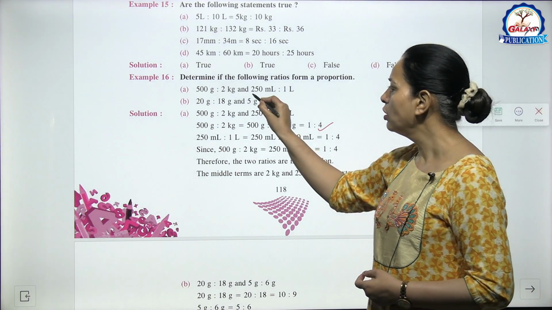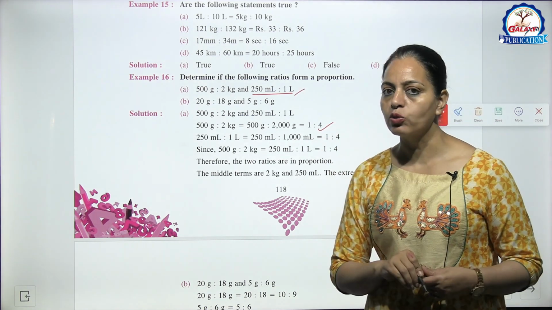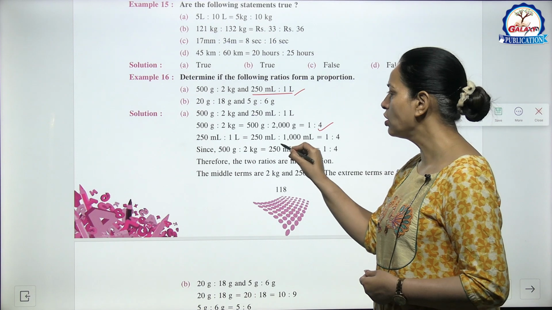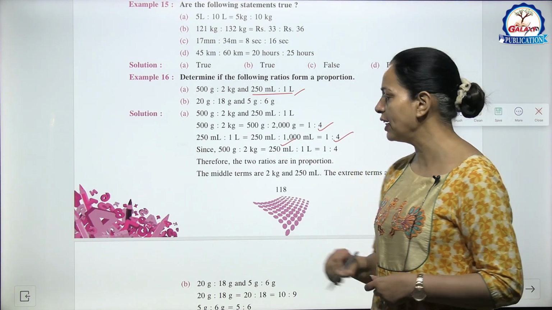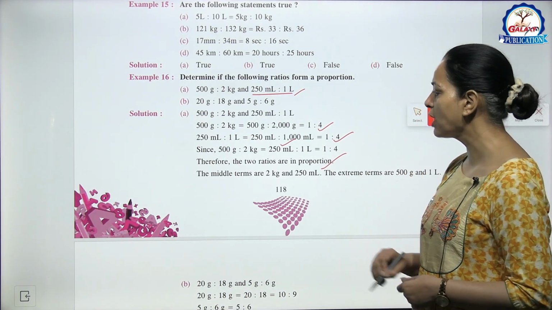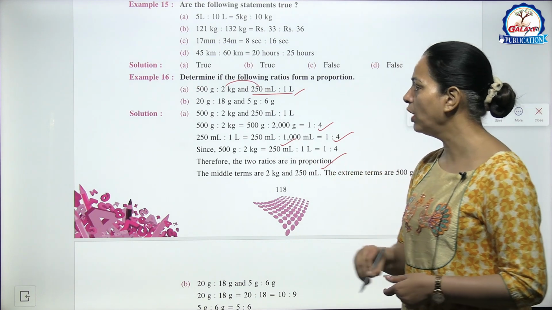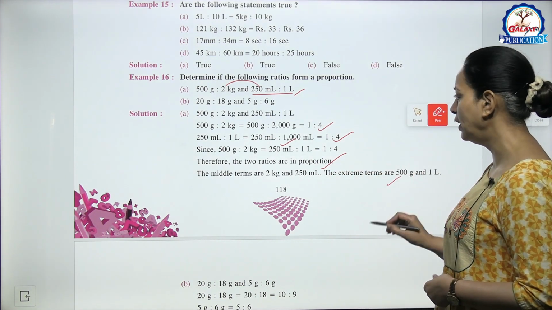The second one, 250 ml is to 1 liter. So 1 liter is 1000 ml. So 250 is to 1000. So ratio is 1:4. Both are same. So yes, they are in proportion. And the middle terms are 2 kg and 250 ml, and extreme terms are 500 gram and 1 liter.